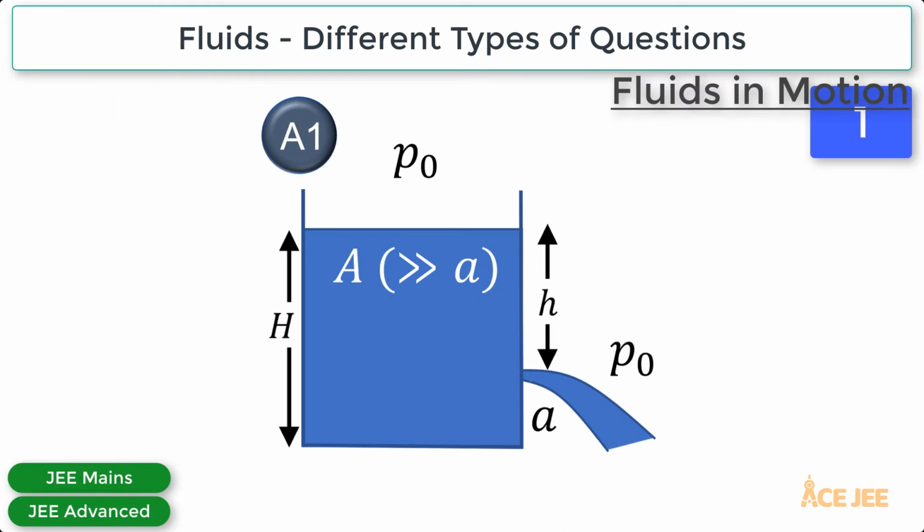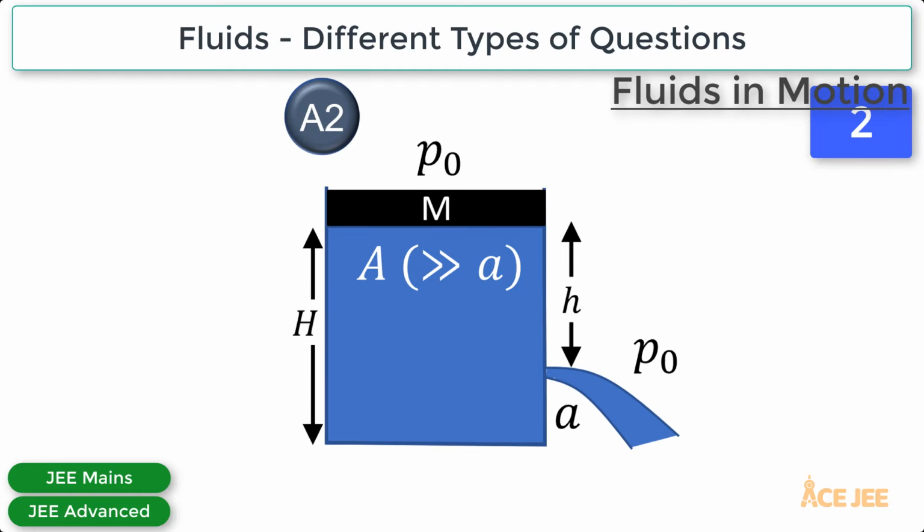So starting with the first one, here you will be given a stationary vertical vessel filled to the height h with a liquid of density rho and open to the atmosphere at the top, with a hole of cross-sectional area A at a depth h from its surface. And you might be asked to determine the rate of flow of water from the hole, or you might be asked to determine the depth of the hole h for which the range of the liquid coming out of the hole would be maximum. Or you might be asked to determine the time taken for the level in the vessel to drop by a certain height.